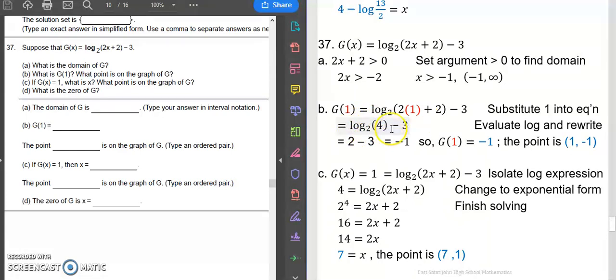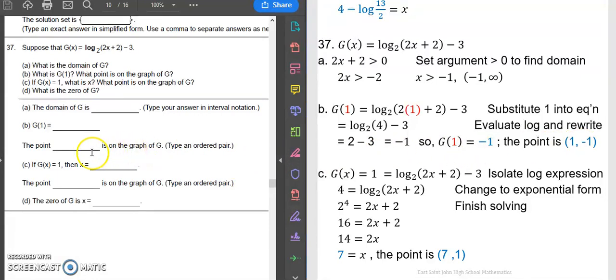Remember, our logs ask us questions. It's saying, 2 raised to what power equals 4? And that is 2. 2 raised to the second power equals 4. So log base 2 of 4 equals 2. So we evaluate the log and we rewrite the problem to finish solving it. So we have 2 minus 3, which is equal to negative 1. So when we plug 1 into the function, we get g of 1 equals negative 1. And the point that's going to be on the graph is 1, comma, negative 1.